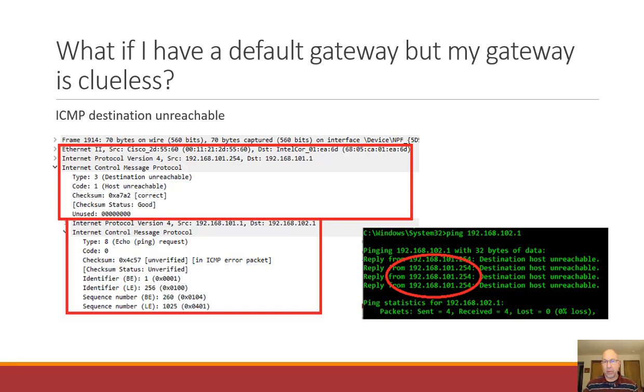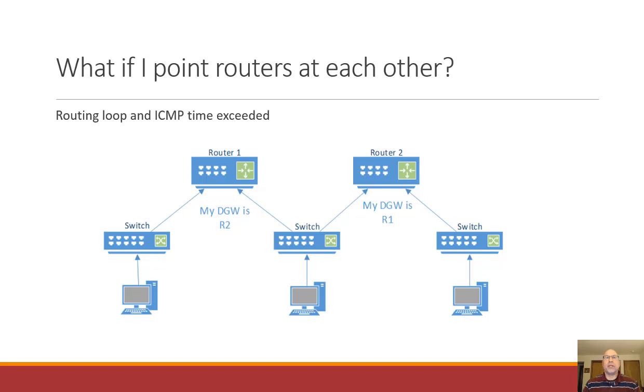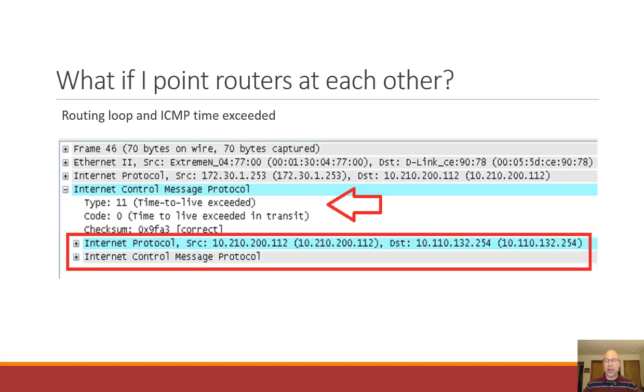So that's what ICMP error messages do. Now here's another what if question. This one's kind of fun. If I point two routers at each other, so we can see that router number 1 is using as a default gateway router number 2, and router number 2 is using as a default gateway router number 1. What happens if we do that? The answer is we get a routing loop, and the ICMP error message that's generated there, ICMP time exceeded. So let's see what happens.